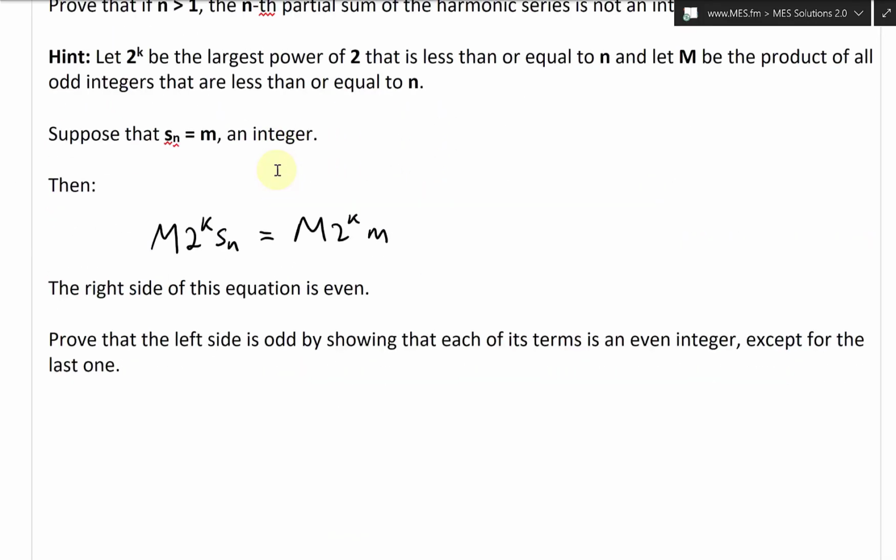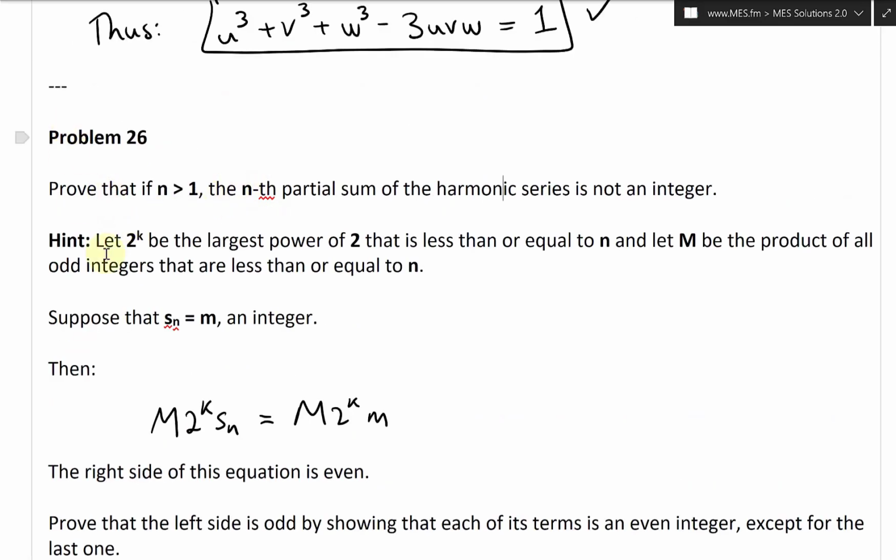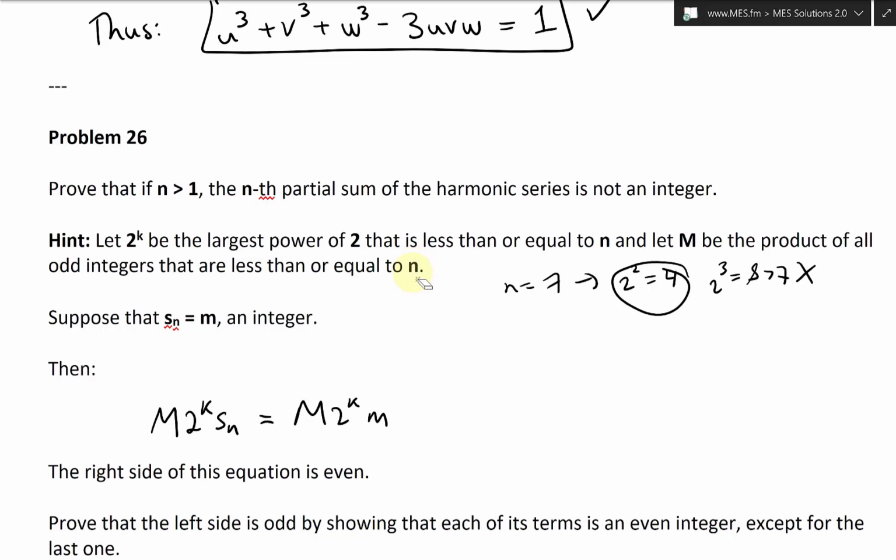And then we're given a hint here. Hint: let 2 to the power of k be the largest power of 2 that is less than or equal to n. In other words, what this means is if, for example, n equals 7, then the largest power is going to be 2 to the 2, which equals 4. So it's the largest power of 2 that is less than or equal to n. You can't go 2 to the 3 because that equals 8, and that's greater than 7. Just to give an example there.